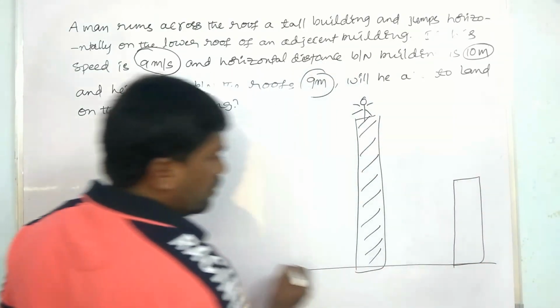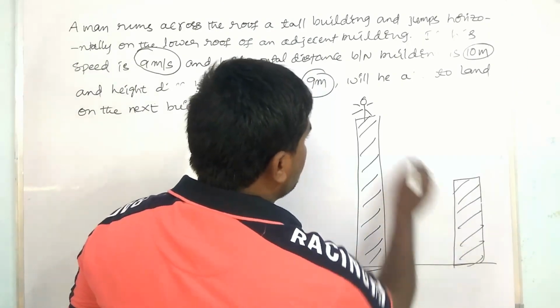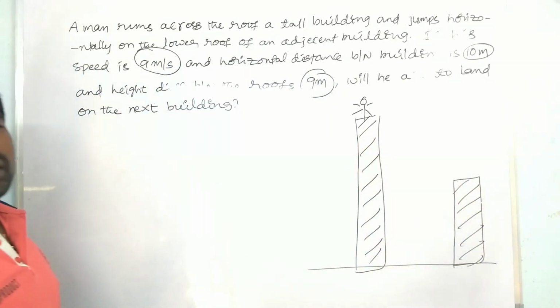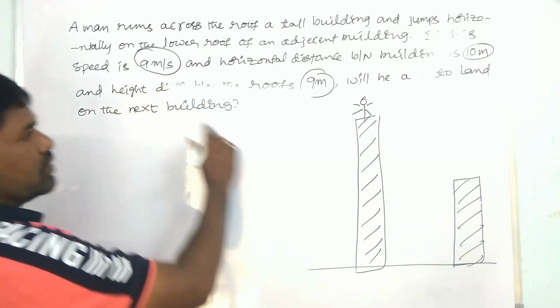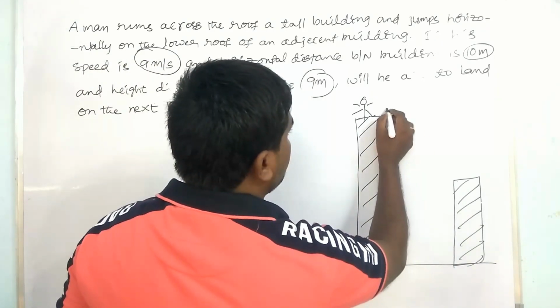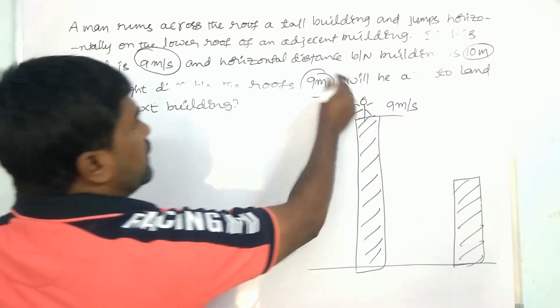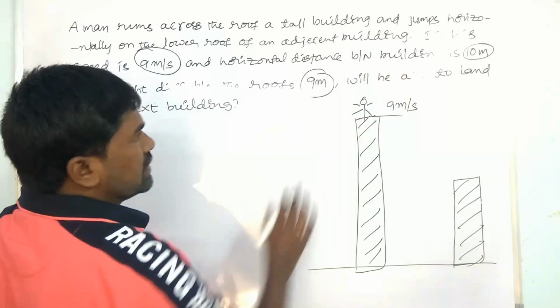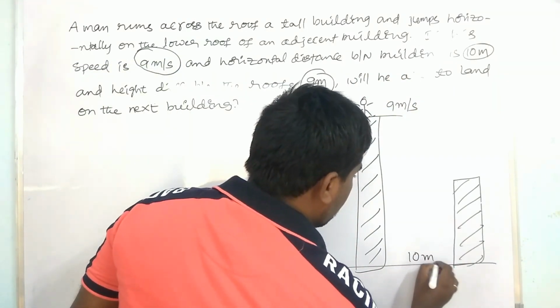Okay. So this is the ground. This is the second building. Now he wants to jump onto the second building with a speed of 9 meters per second. The distance between the two buildings is 10 meters.